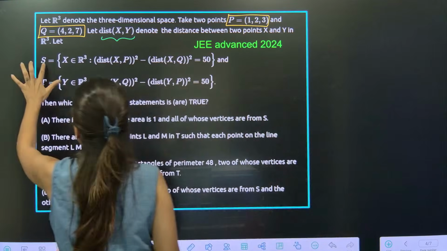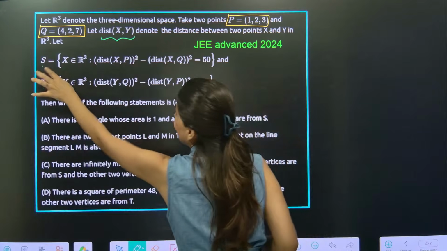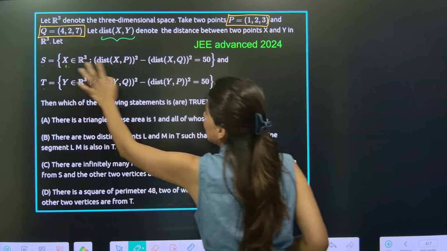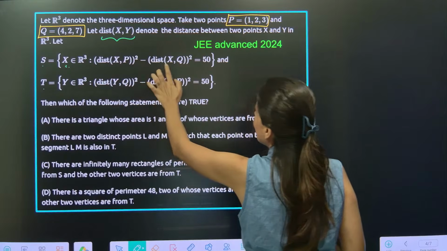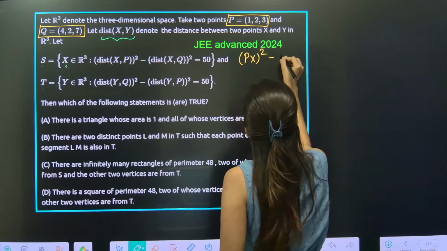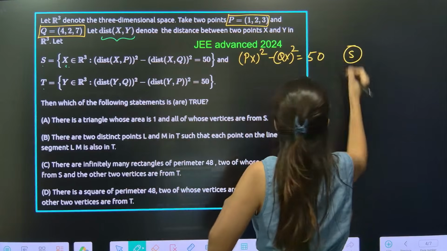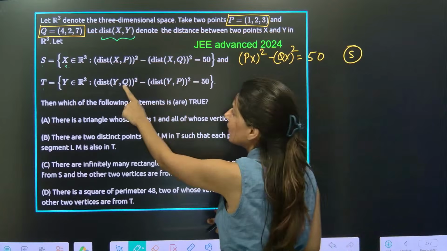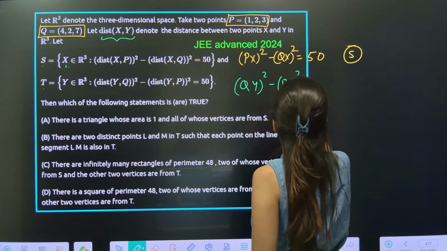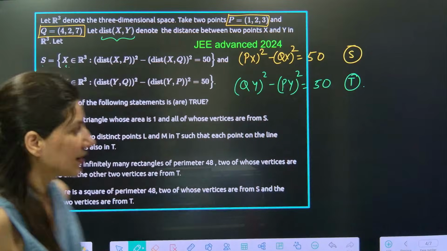Okay, alright. Now S and T look like they are two sets. Here the S set is having what? All the values of x such that the distance between x and P squared minus the distance between x and Q squared is equal to 50. So this is Px square minus Qx square is equal to 50, that is S. Okay, and what about T? Now T is actually the reverse. This is QY square minus PY square is equal to again 50. This is your T set.